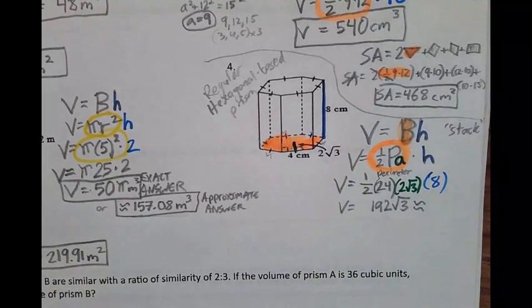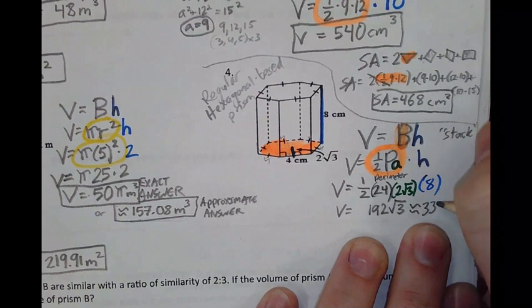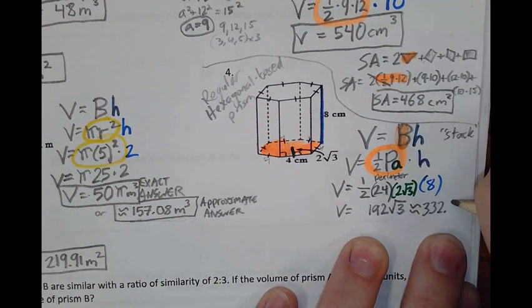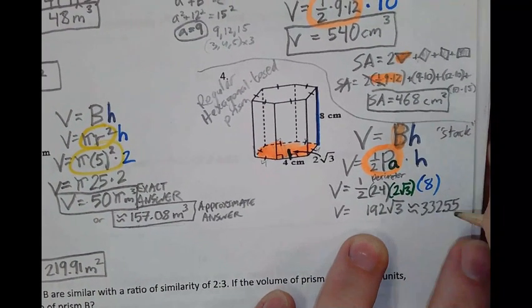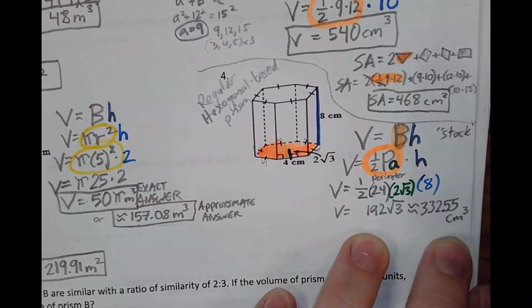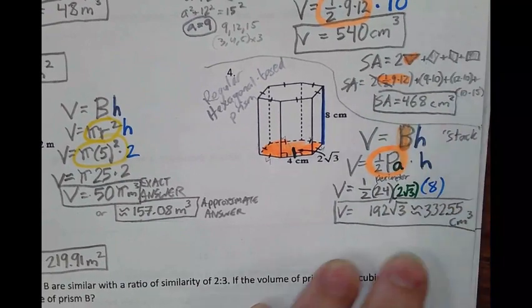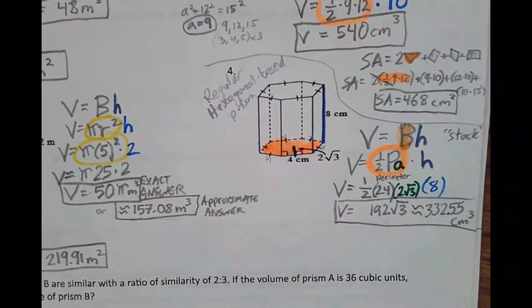What is 192 times root 3? What is 192 times the square root of 3? The answer is approximately 332.5537. So we get our final answer of 332.55 centimeters cubed.